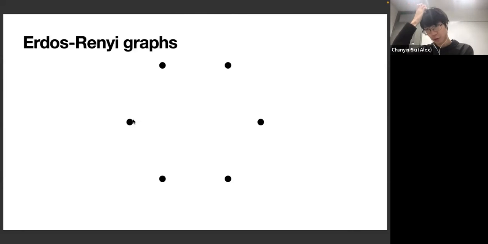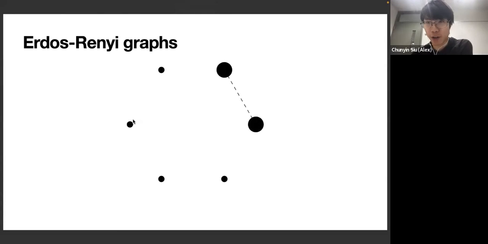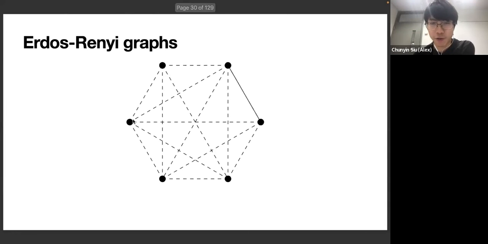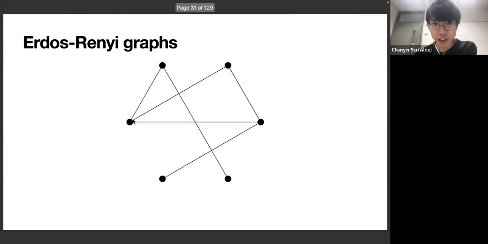So first of all, one of the most classical random objects is the Erdős-Renyi graph. It's constructed as follows. You start with a bunch of points, and for every pair of points, you flip a coin and decide whether there's an edge between them. Let's say that for this pair of nodes, the result is heads, so you add an edge. Then for this pair of points, you flip a coin, the result is tails, you do not add an edge. And you do this for every single pair of nodes, and you get something like this.